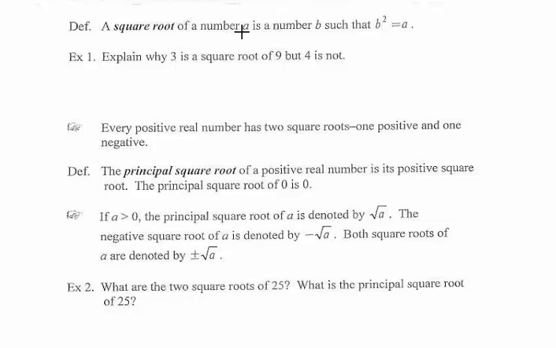A square root of a number a, this is just a general definition, is a number b such that if we square b, we get a. In example 1, we're asked to explain why 3 is the square root of 9. Well, what happens if we square 3? We get 9. Therefore, the square root of 9 equals 3.